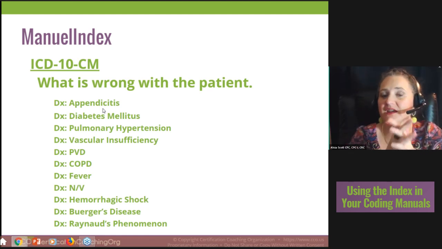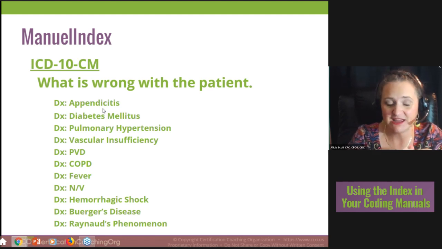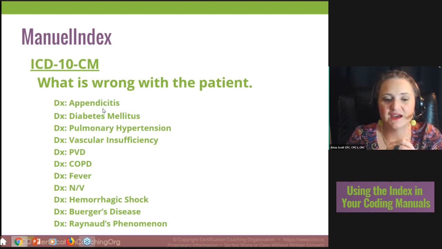Same thing with N/V. Do you know what that is? If you know what that is, write it in the chat, because I would like to know how many people know what that is. I'll give you a couple minutes and we'll come back to it. Do you know what the abbreviation N/V is?